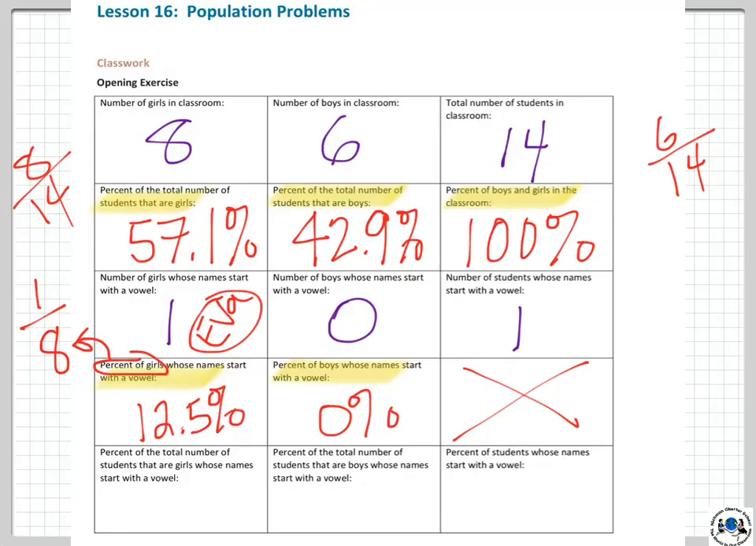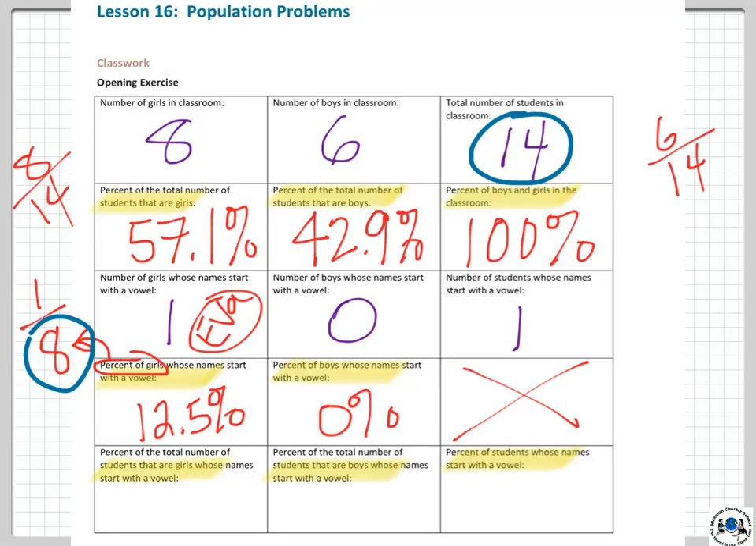But anyway, just to give you some ideas, working with populations, knowing, in this case, when we're doing a percent of the total number of students, we needed to use the 14 as our denominator, or our whole, and we're talking about girls only. That whole becomes 8, and it's just kind of seeing this shifting whole, okay?